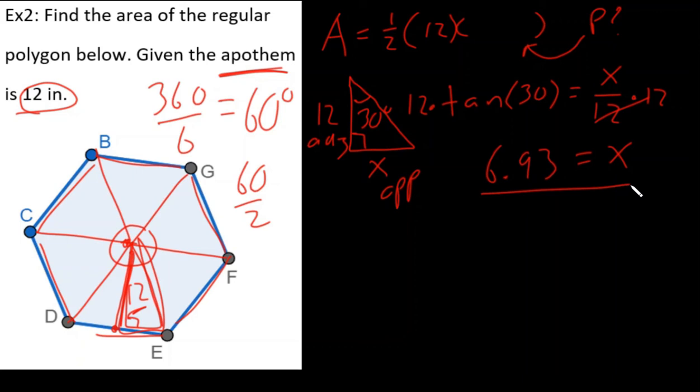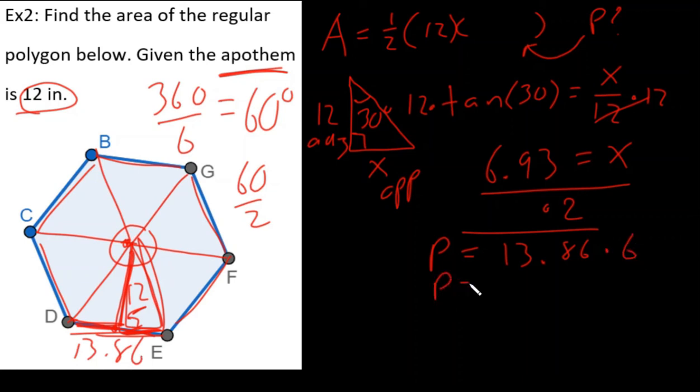However, that is not our answer. So we have 6.93, and we know that that is a portion of this side. Well, to get this whole side DE, we have to multiply that by 2. And 6.93 times 2 will in fact give us 13.86. And if I want to find the perimeter, well, I know that this whole side is 13.86. We simply have to do 13.86 times 6, which will in fact give us the perimeter of 83.16. And that is, of course, going to be in inches.